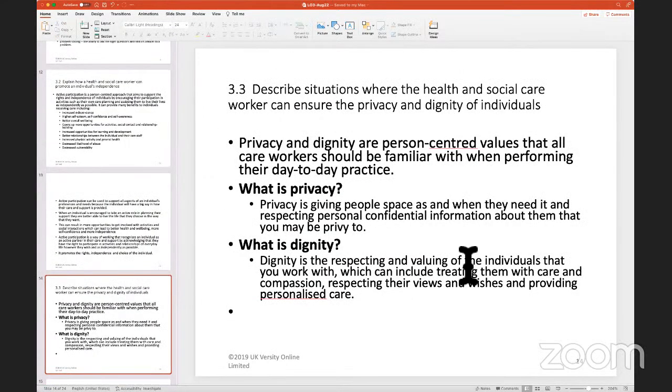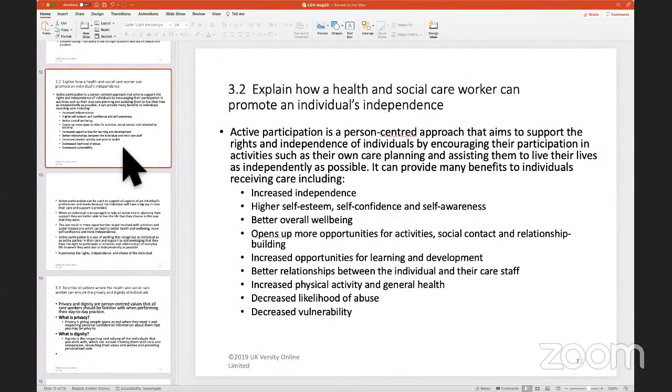Right, let's go to the second assessment criteria, which asks us to explain how health and social care workers can promote individual independence. When we talk about health and social care workers, who are they? Can we name some health and social care workers or roles that we have seen or talked about? Any idea who all it consists of?